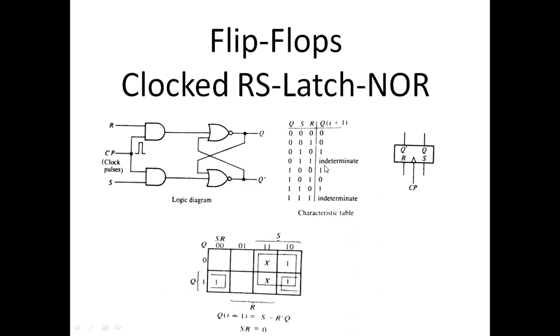But here we must say that we shall not provide an input where both of the inputs are 1, 1. Look here, the indeterminate state, 1, 1 is the input. In other words, we must provide at least one 0 at the inputs. We can provide 0, 0, we can provide 0, 1, we can provide 1, 0, but we cannot provide 1, 1 at the input. To logically say that, we write S and R is equal to 0. We say that SR must be equal to 0.